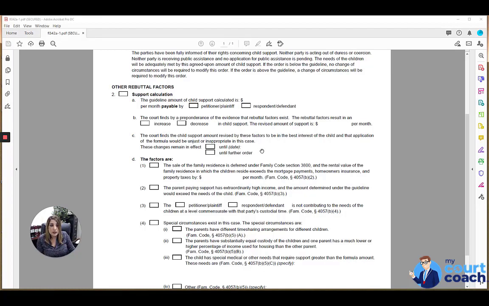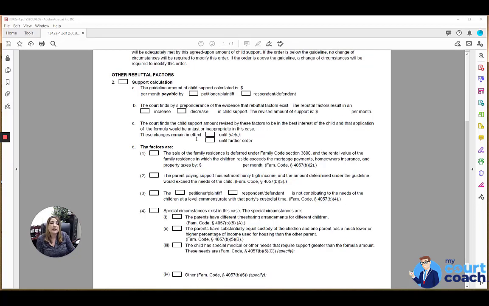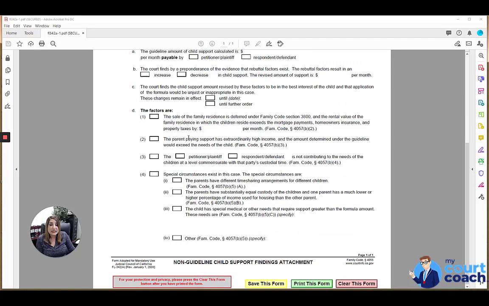Then on line 2C, you would indicate when this order is in effect to, and usually that's going to be until further order. Section D, these are the basis that the court can consider deviating from guideline.